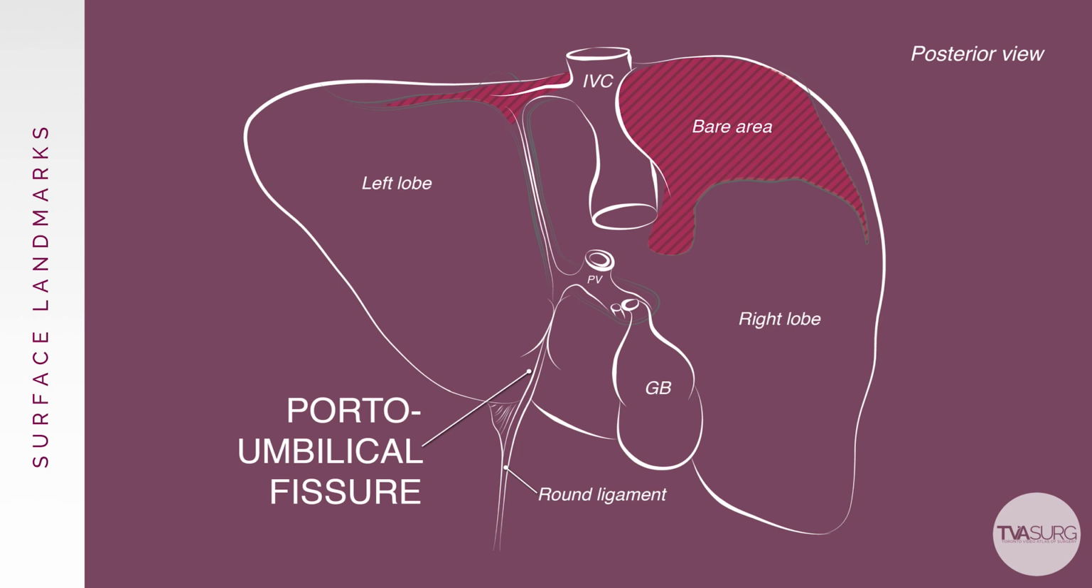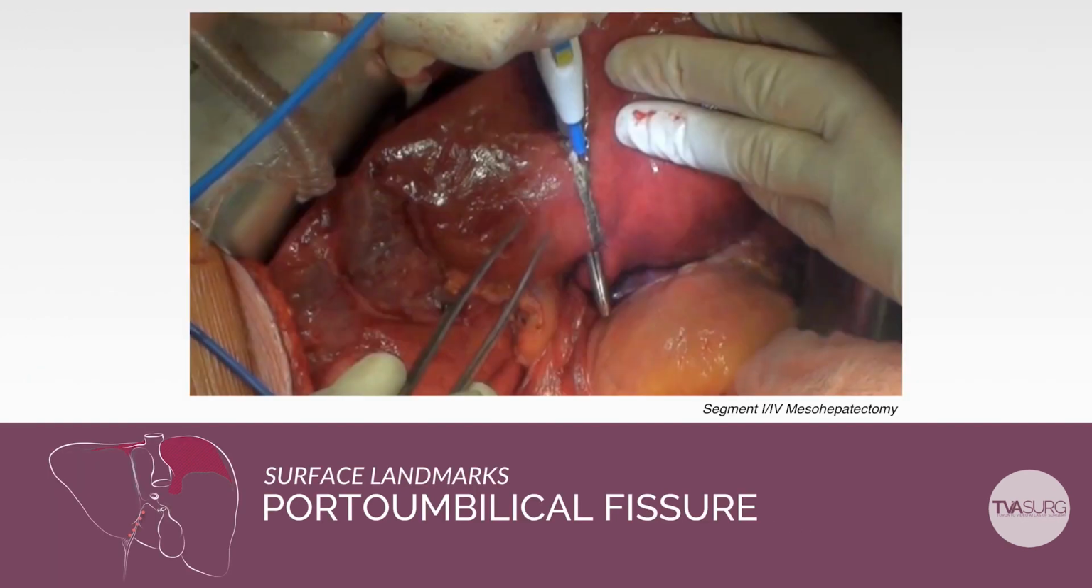This fissure is on the undersurface of the liver where the round ligament lies. That fissure is partly covered up by a parenchymal bridge. This bridge covers the part of the round ligament that inserts into the portal vein. And to see the fissure, this bridge will have to be divided, which will be demonstrated in this clip.